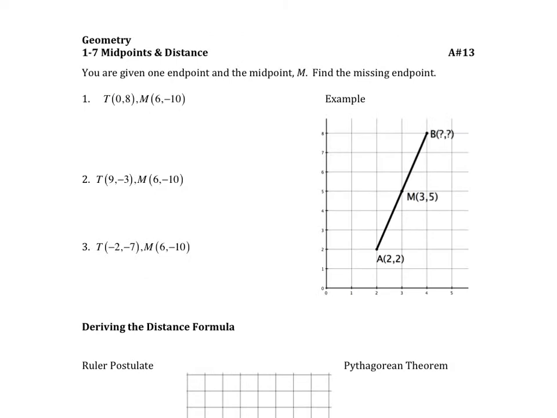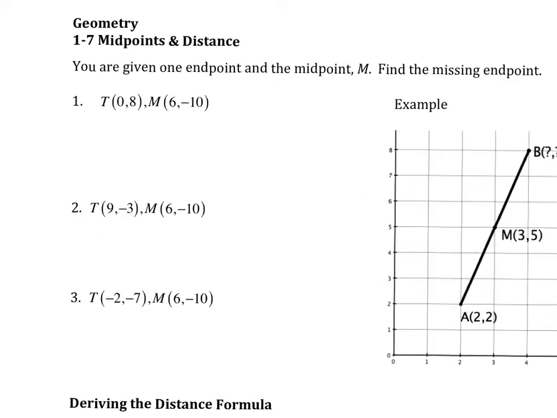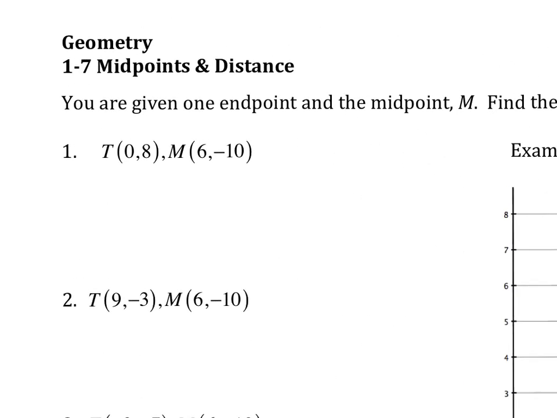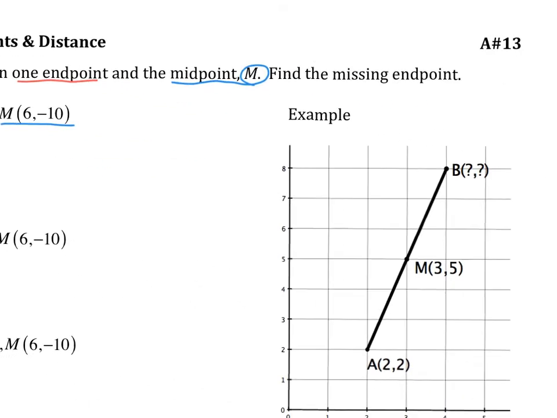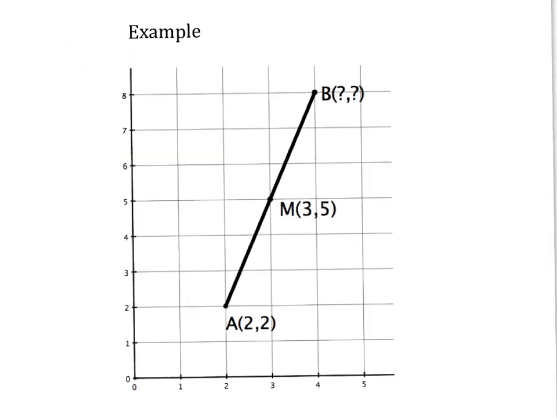So here we are given one endpoint and we're given one midpoint. And we're told that the midpoint's name is M. So here's my midpoint here, and this one here is my endpoint. There are 2 ways to set this one up and solve it. So by way of example, let's look at it as a graph over here.